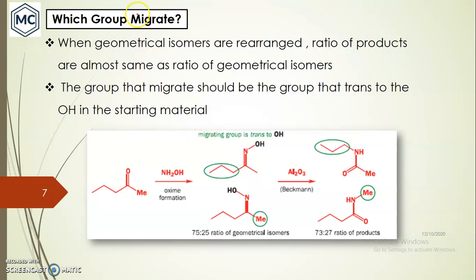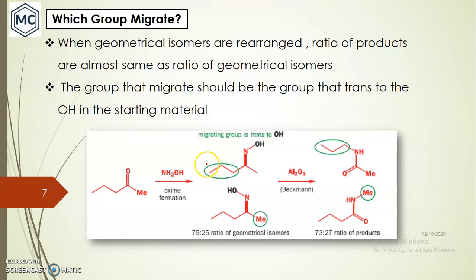So, which group migrates in Beckmann? I already told you, when you are using geometrical isomers like this, in this case you can see that this propyl group is anti, or trans, to this hydroxyl group. And this is another isomer of this compound, in which the methyl group is trans to the hydroxyl group.